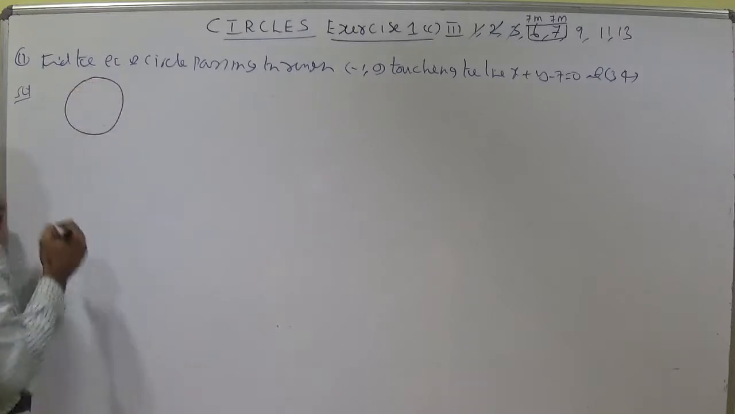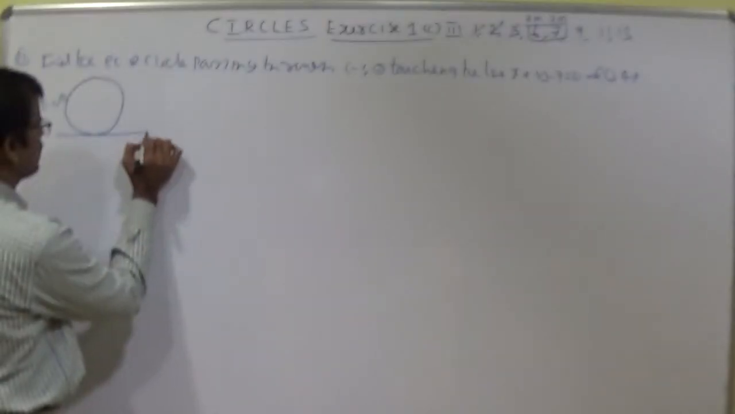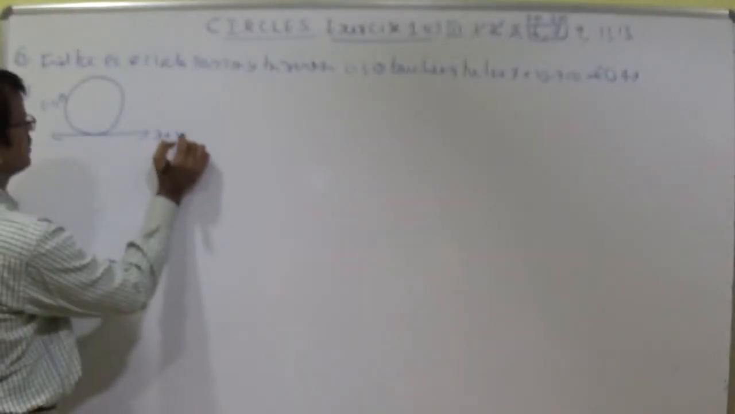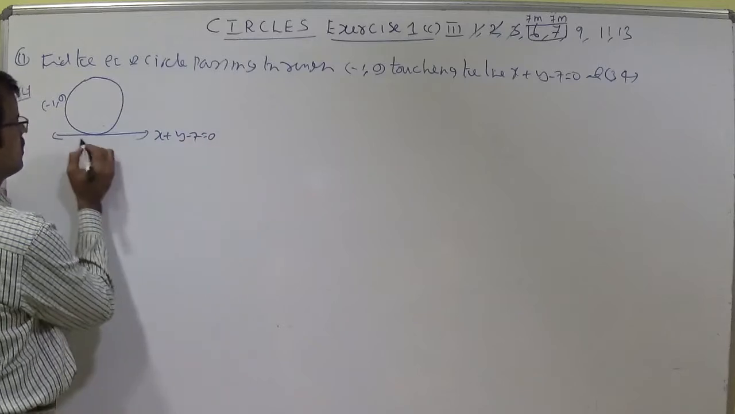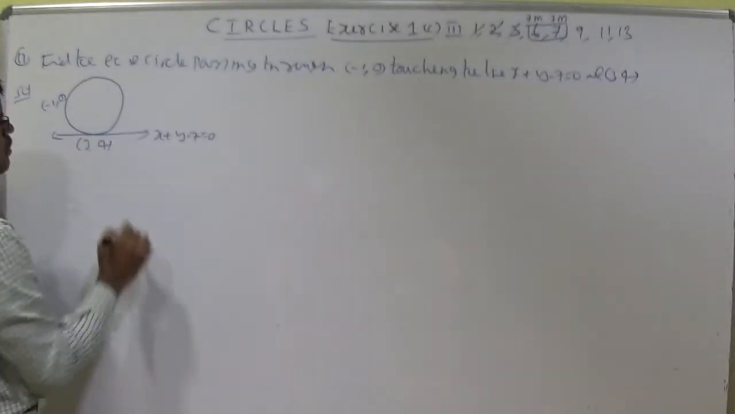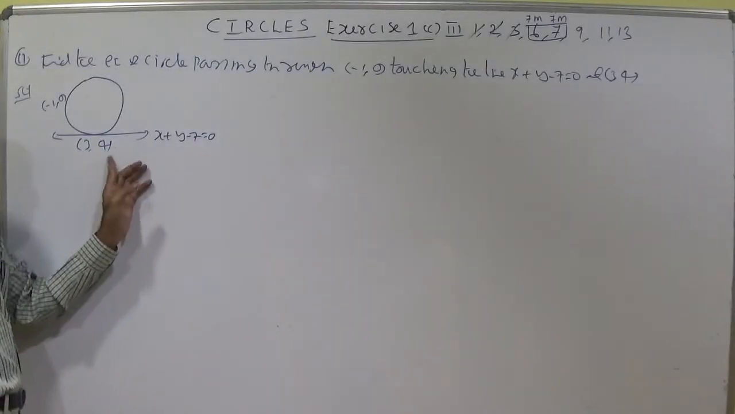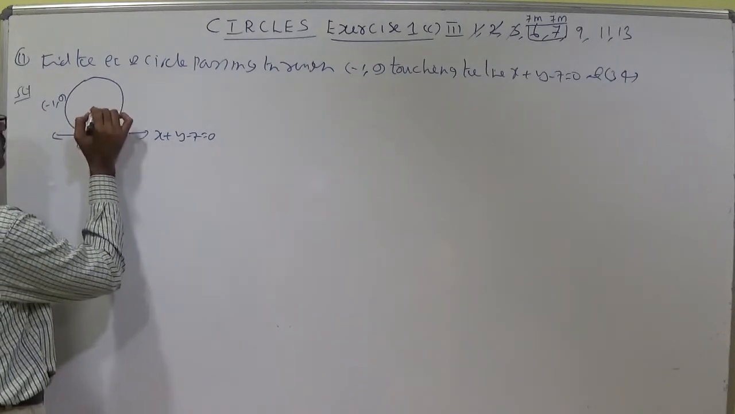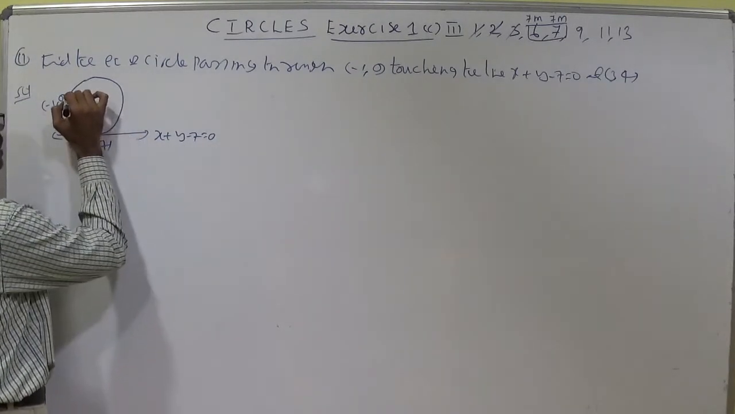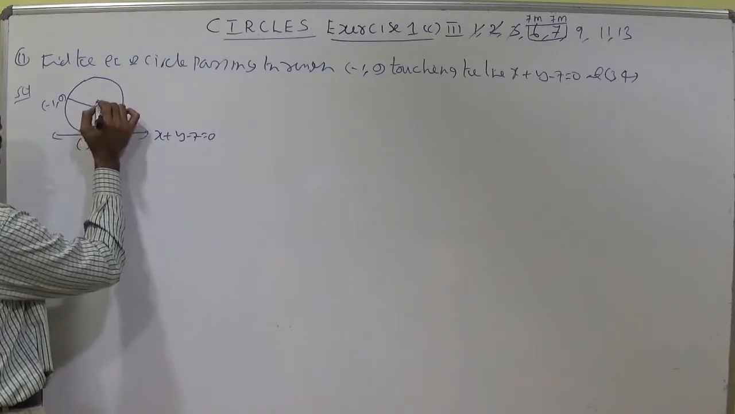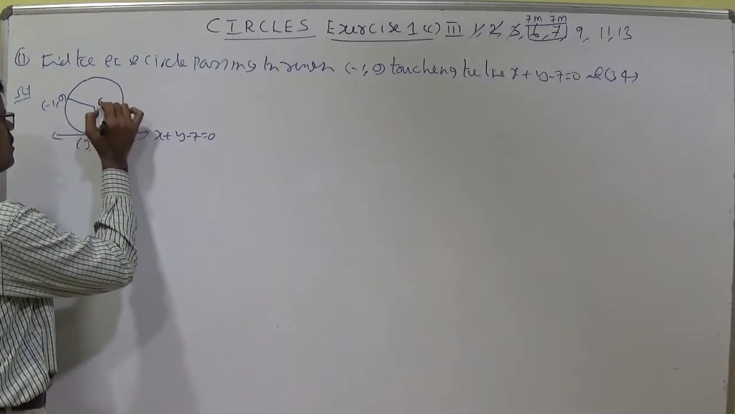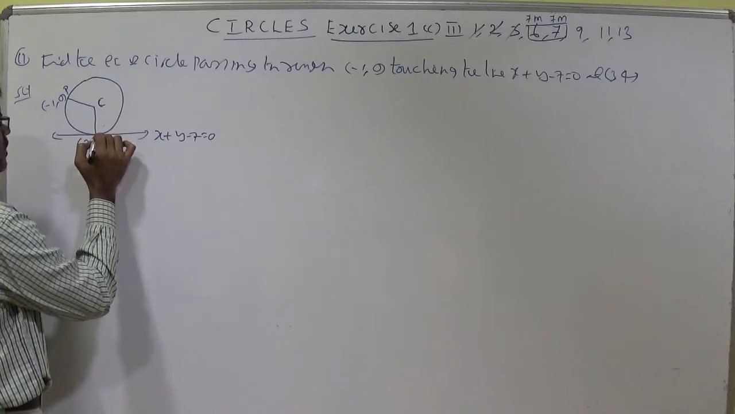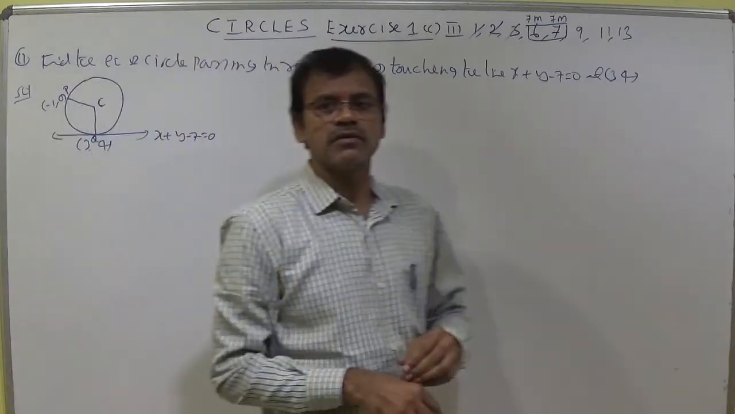Equation of circle passing through the point (-1, 0) and touching the line x + y - 7 = 0 at (3, 4). If you are having any doubt, substitute the values here: 3 + 4 - 7 will be 0. So now you can understand that (-1, 0) and (3, 4) are two points on the circle. Say it is P and it is Q, then CP is equal to R and CQ is equal to R.